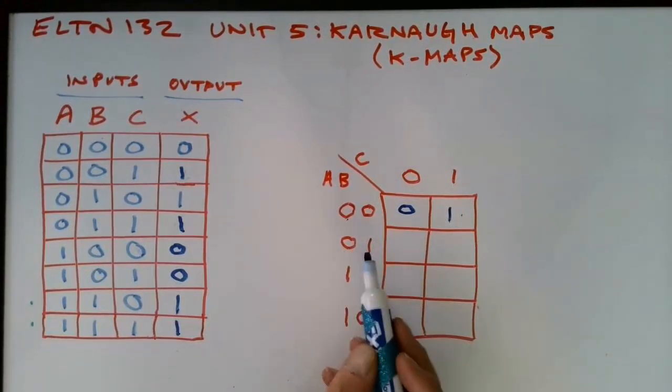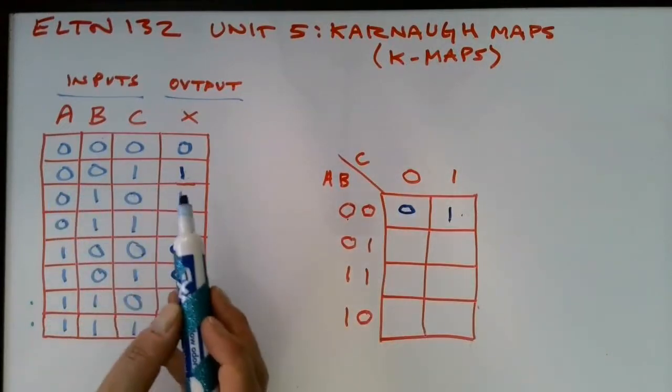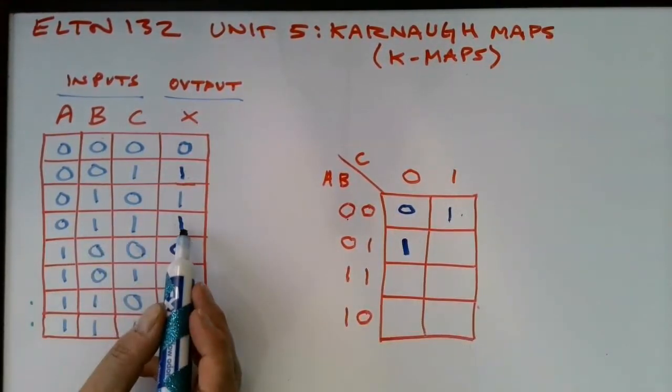The next one is 0, 1, 0. Okay, and that's over here, 0, 1, 0, and that's a 1. So we'll put a 1 in there. The next is 0, 1, 1, and that's a 1.